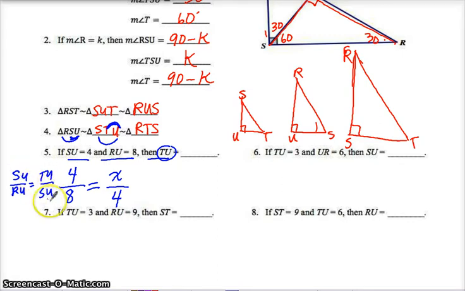So these happen to be the same number. Look at your triangles and verify that. SU is to RU as TU is to SU. This right here is the same as that.